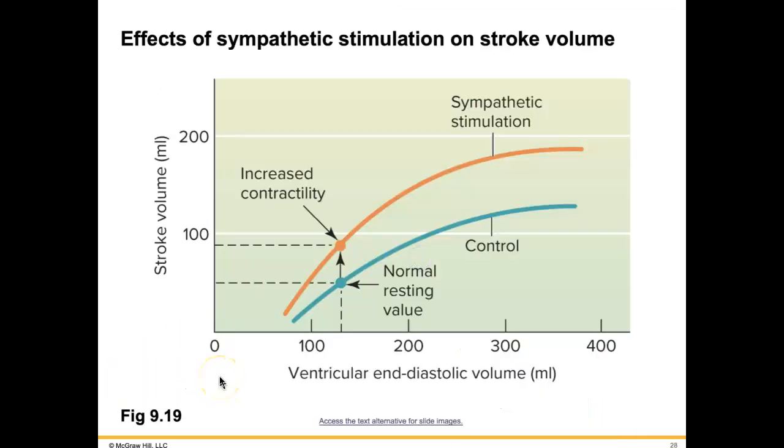And here is a graph showing the effects of sympathetic stimulation on stroke volume as well. You could see here with our end diastolic volume at, let's say, 130 at rest is going to give us about, I would say, 55 or 60 milliliters for our stroke volume. And when we have our sympathetic nervous system increase contractility, we will see that the end diastolic volume will be the same here, but it is going to have a greater stroke volume.